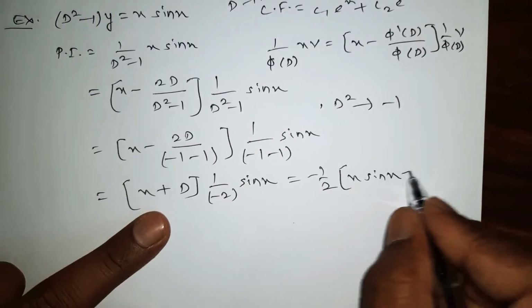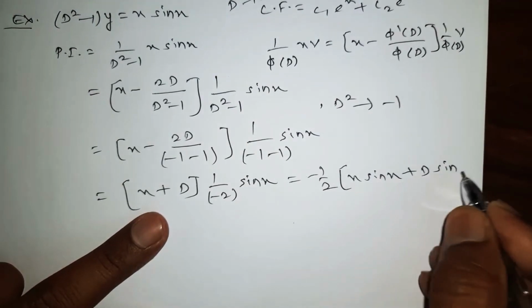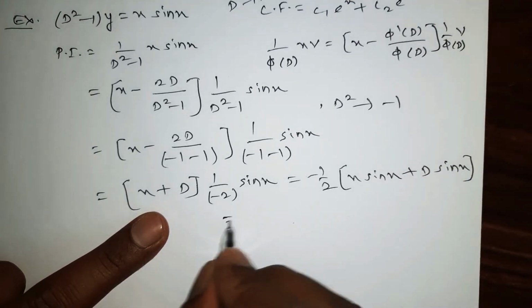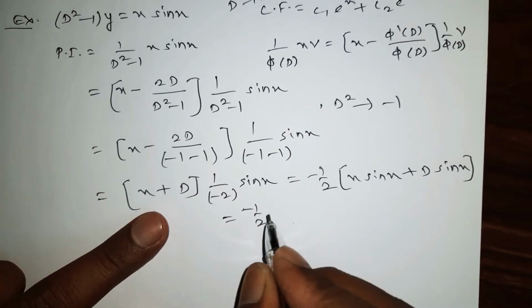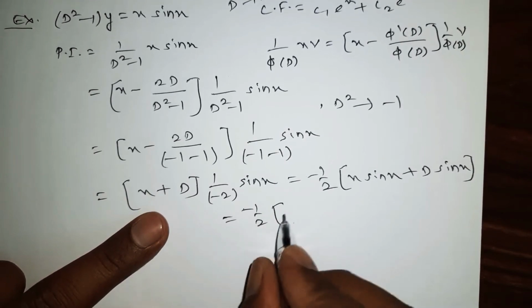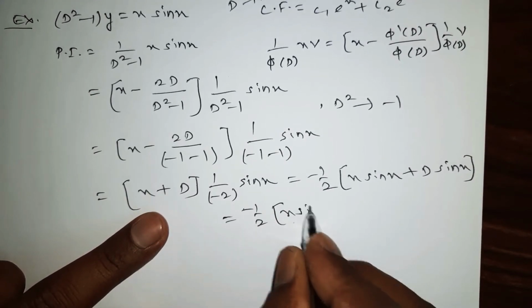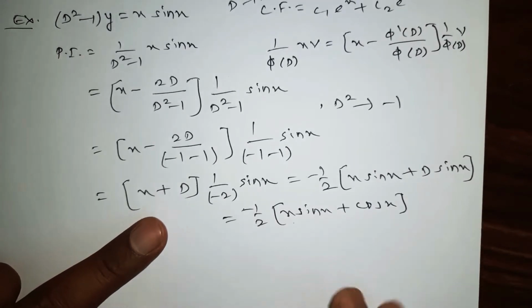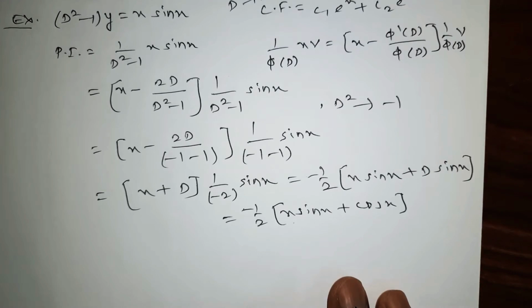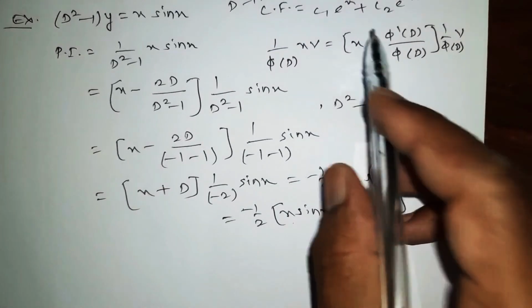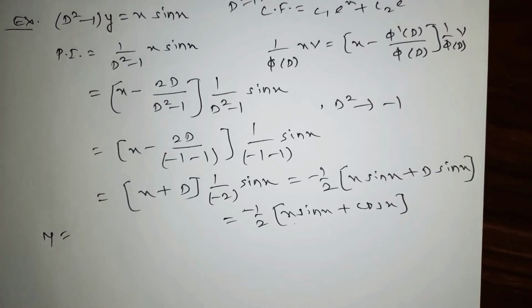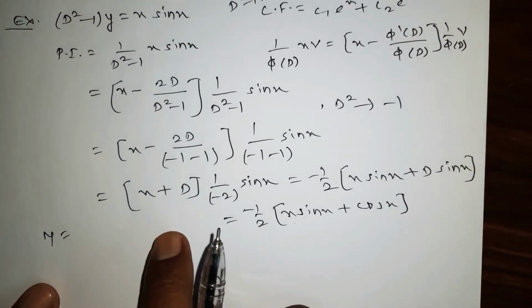And then here I get x into sin x plus D sin x. D sin x means the derivative of sin x. What is the derivative of sin x? It is cos x. So our answer is minus 1 by 2 times x sin x plus cos x. This is your particular integral. CF is already in our hand, and now this is your particular integral. Write down y. y is CF plus PI. So in this way we can solve the problem.